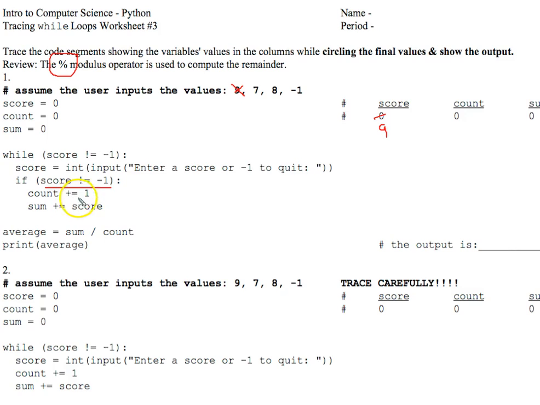Count plus equals 1. That causes 1 to be added to our running total of count. That's called a counter statement. Sum plus equals score. We take whatever score is and add it into sum. So that 0 gets crossed out and that makes it a 9. This line of code is called an accumulator statement. That's a vocab word, I think, in this chapter.